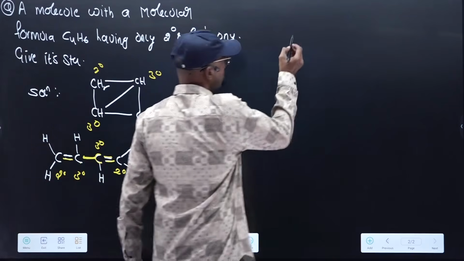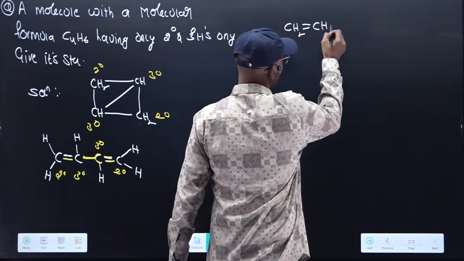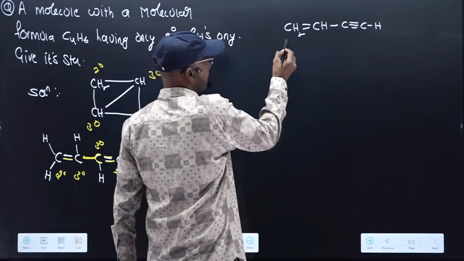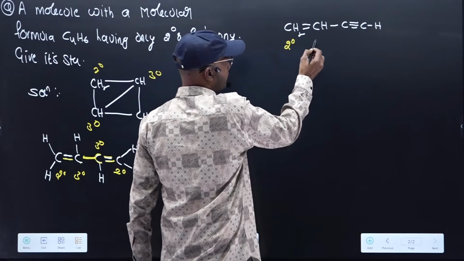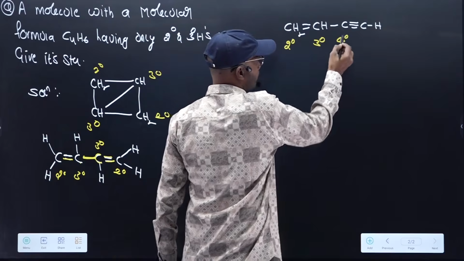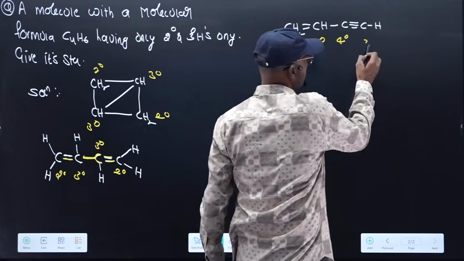So one more example I will give. See, if I write CH2 carbon-carbon double bond, carbon-carbon triple bond H. Now which carbon is it? Secondary. This one? Tertiary. This one? Quaternary. See, right side 3 carbons, left side 1 carbon. Then what about this one? Tertiary.